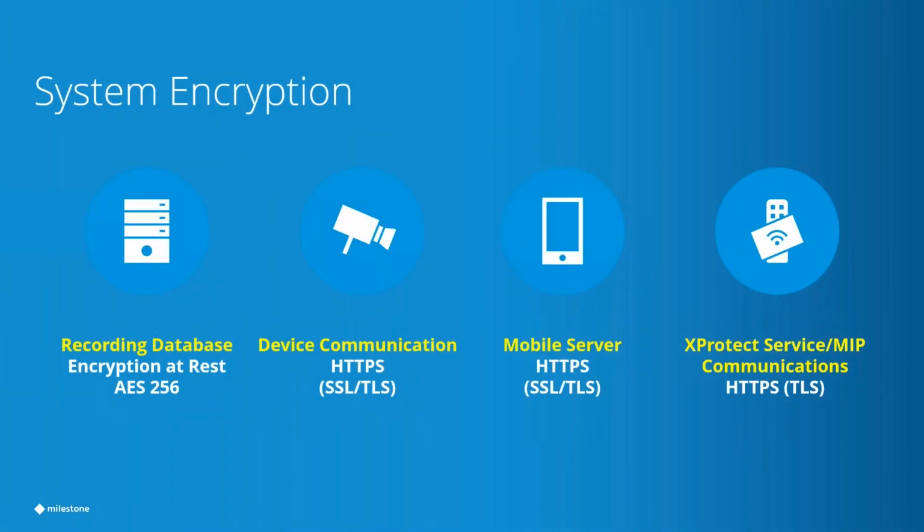So these are our 4 different categories we talked about: recording database encryption, which is at rest; our device communication, which can be done over HTTPS, but also over SRTP; our mobile server encryption, which is done over HTTPS; and our certificate-based service communication, which is also done over HTTPS TLS.